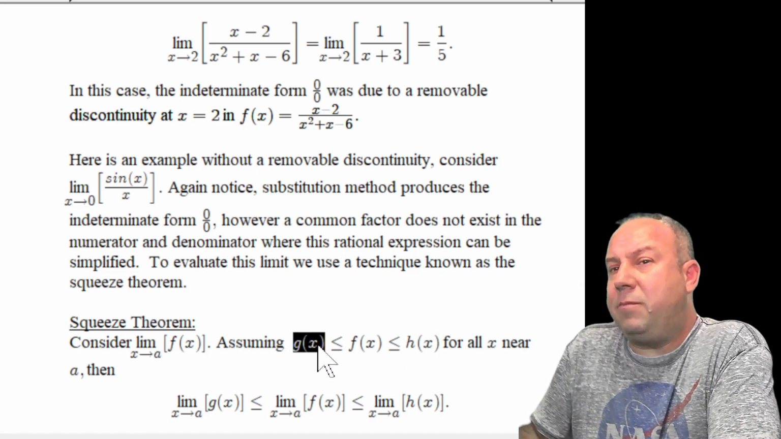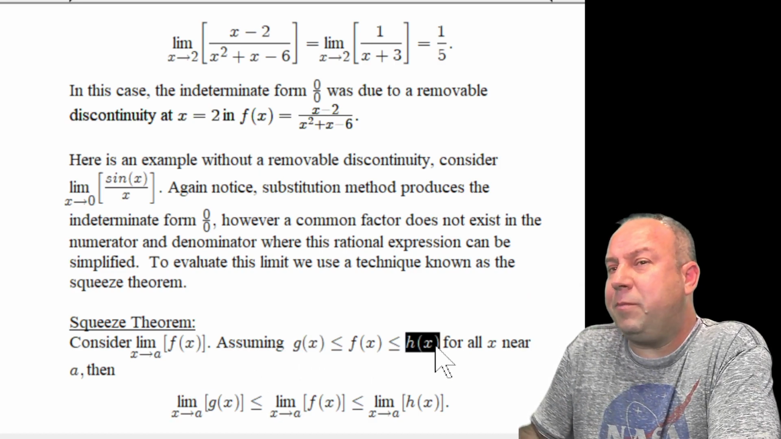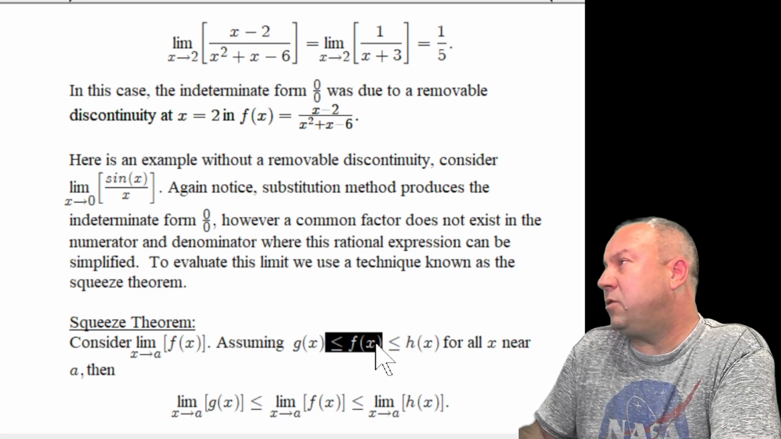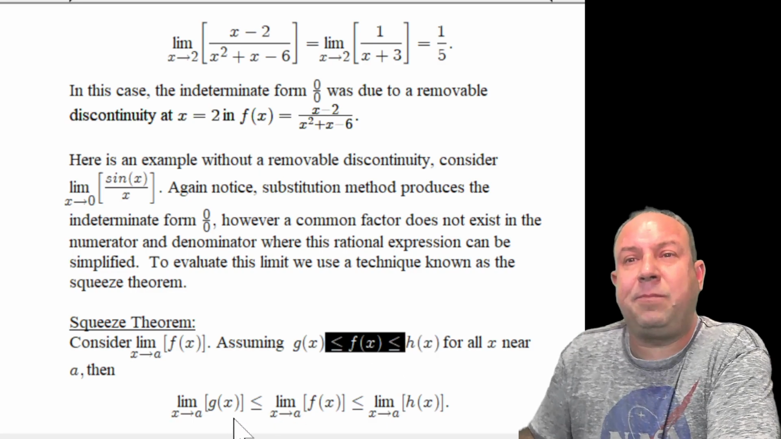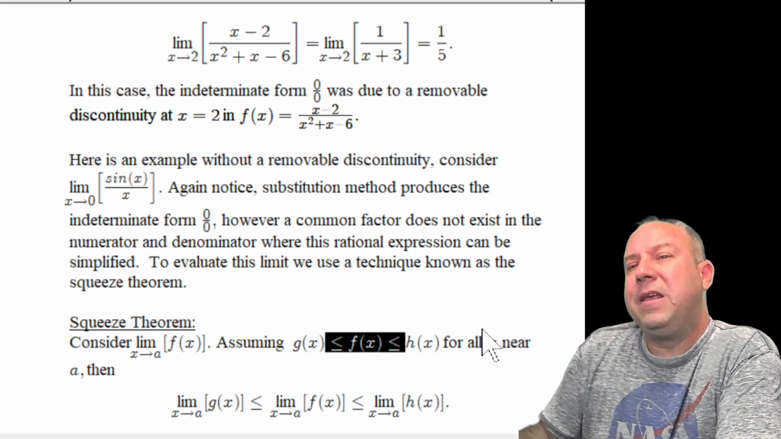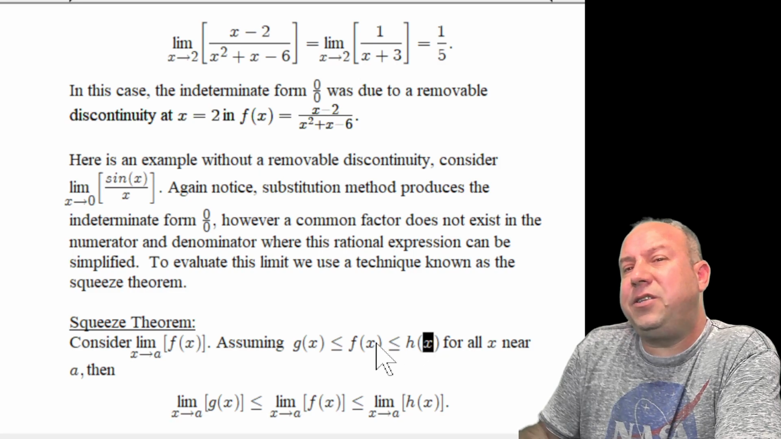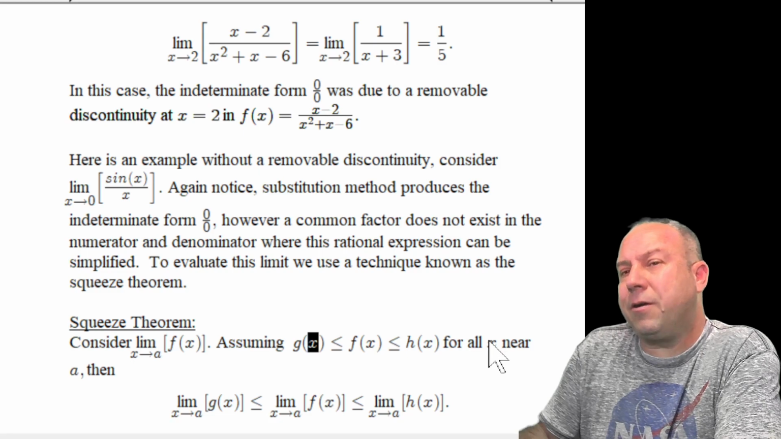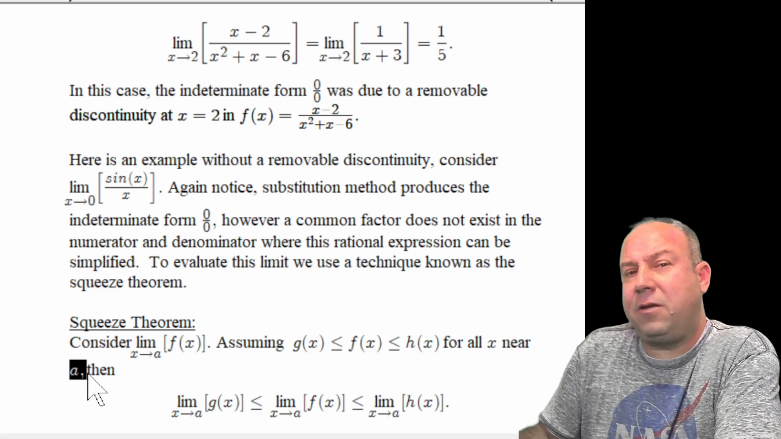On the low end by function g and on the high end by function h. F of x is always going to be between those two with these inequality statements. And we're going to assume that for these values of x in each of these functions, near the value of a.